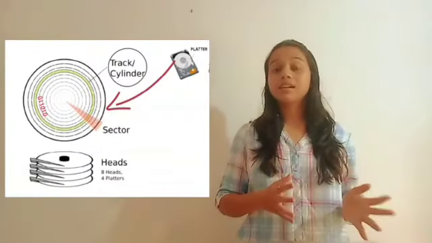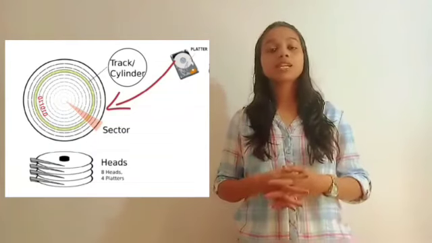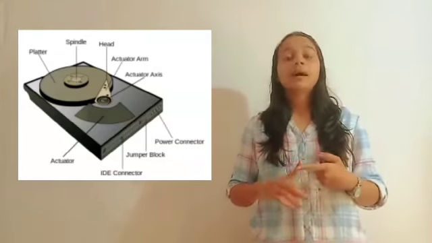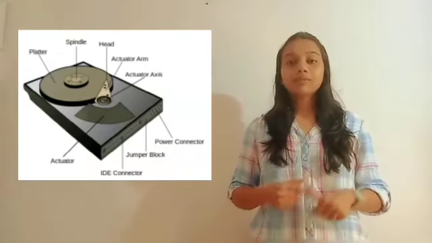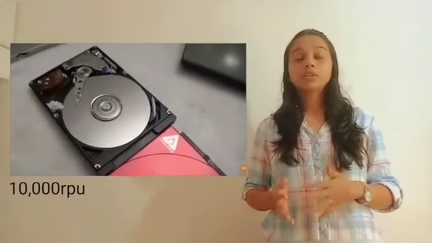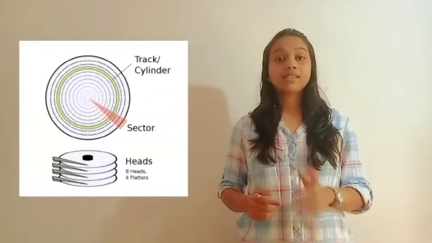The platters in the hard disk consist of several sectors which consist of zeros and ones. Some of the parts of the hard disk are the spindle, read-write head, actuator, armature and circuit board. The platter rotates up to 10,000 revolutions per minute. There are two read and write heads for each platter, one for the top surface and another for the bottom surface. Let's consider the hard disk has 5 platters, then it needs 10 read and write heads.